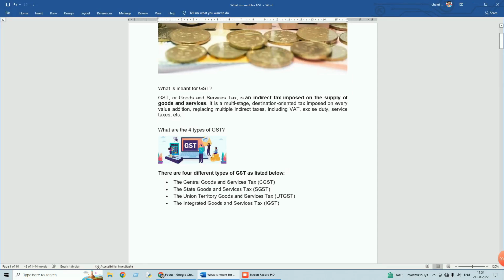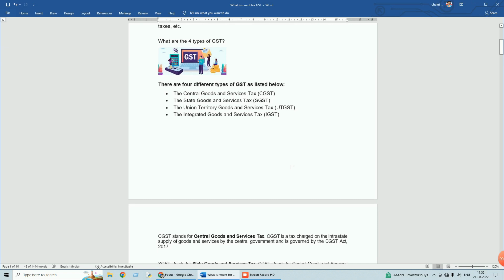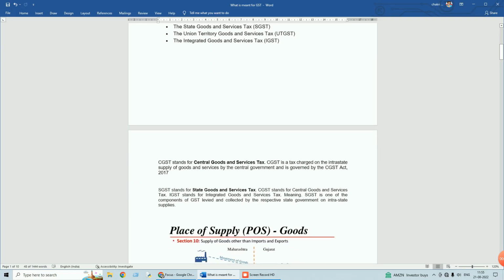Regarding CGST and SGST, which are applicable within the state, and IGST is applicable for out of the state. If you are selling anything out of the state, out of the other region, then IGST is applicable. If you talk about UTGST, there are some states which fall under Union Territory, so UTGST is applicable for those states. So let us talk about CGST.